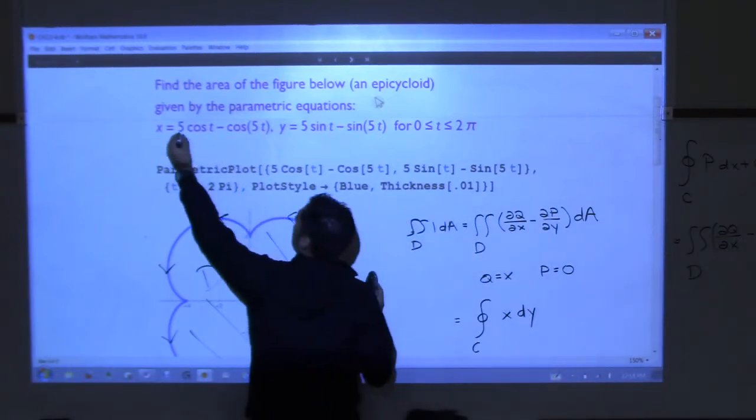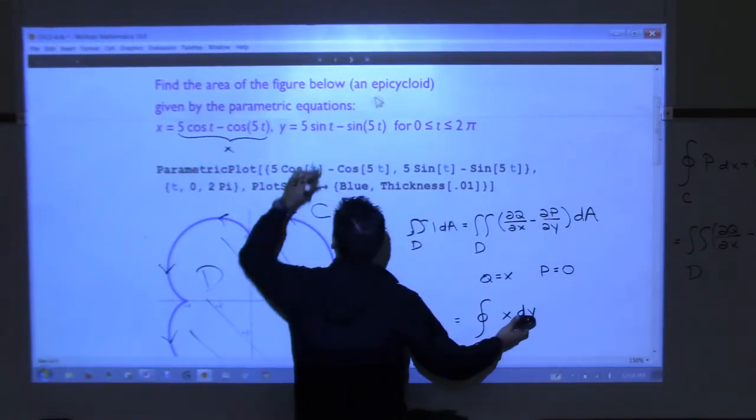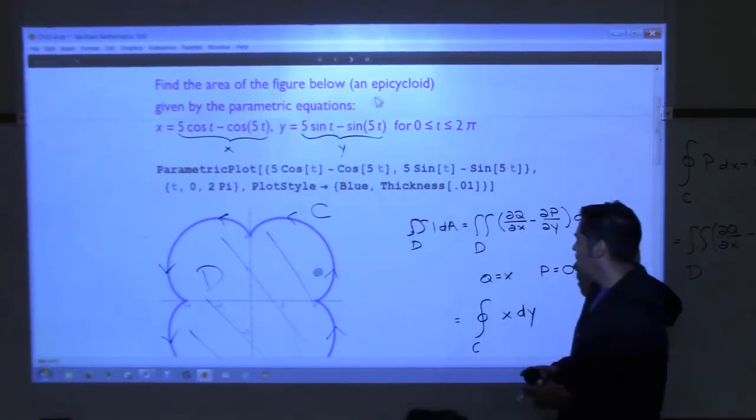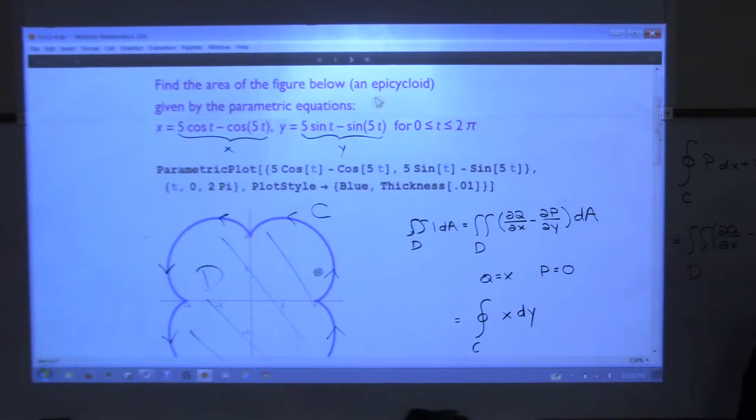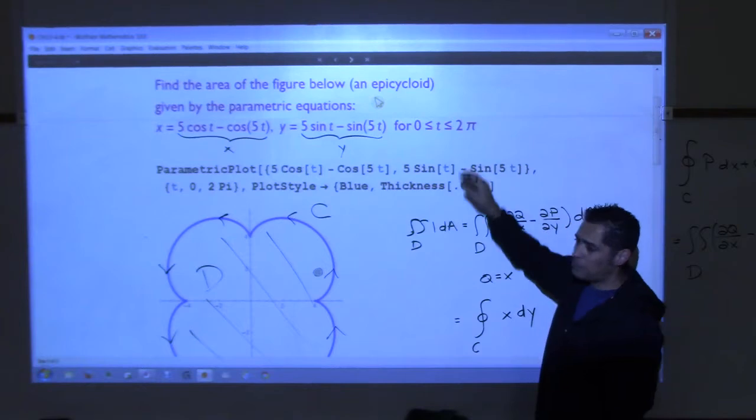Well, that's this, right? That's x. And then what's dy? It's the derivative of this. We have to take this y and take its derivative, right? And multiply them together and do our integral. Where would the integral go from? What would our restrictions on t be? 0 to 2 pi.